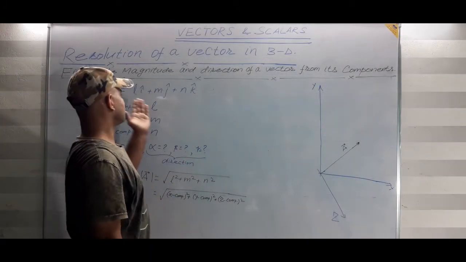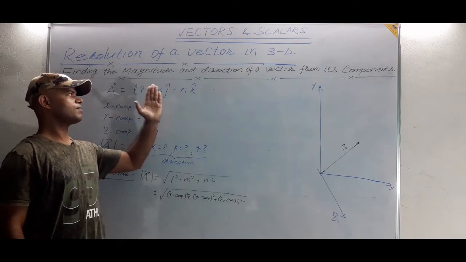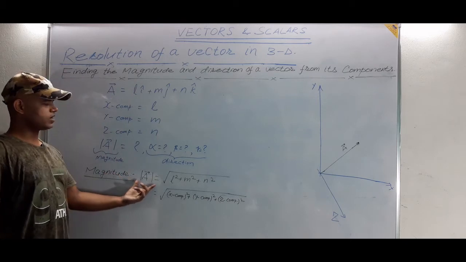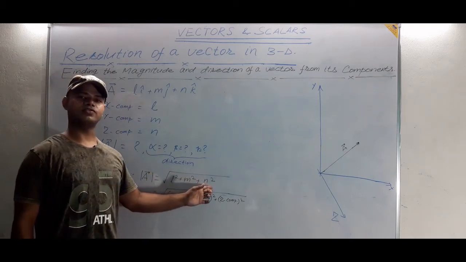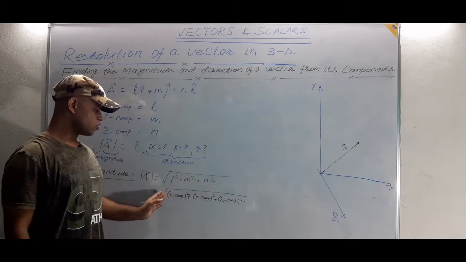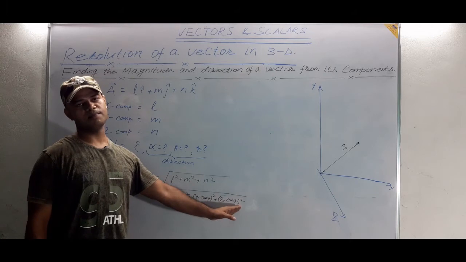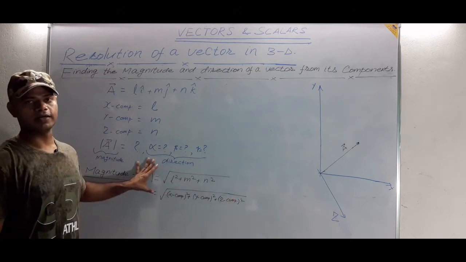We'll get the magnitude of the vector. Alright, so if a vector is given in its components form, that is x component, y component and z component, then its magnitude can be calculated as root of L square plus m square plus n square, meaning root of x component square plus y component square plus z component square. This will give us the magnitude of the vector.